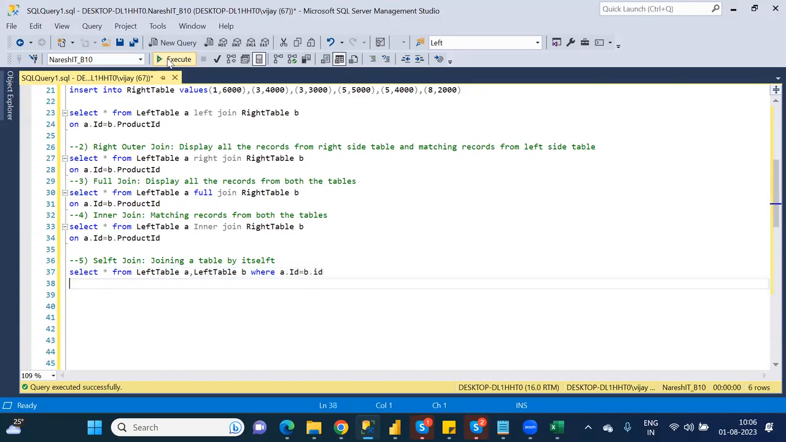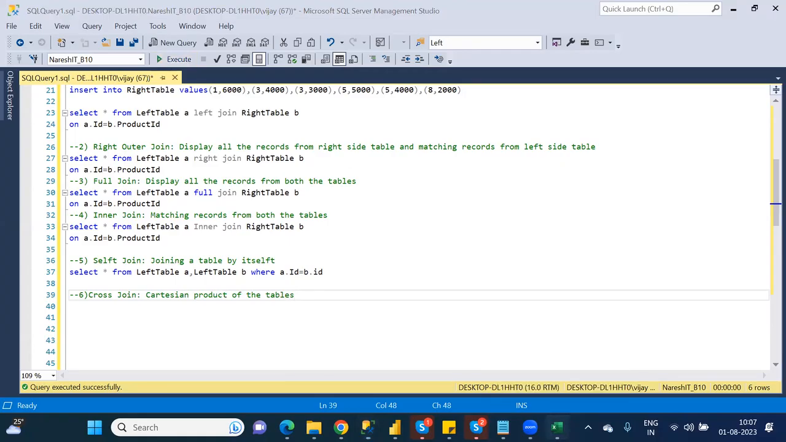Understand clearly or not? Next, what is the cross join? Cross join. What is cross join? Cartesian product of the tables. Cartesian product of the tables is called as cross join.